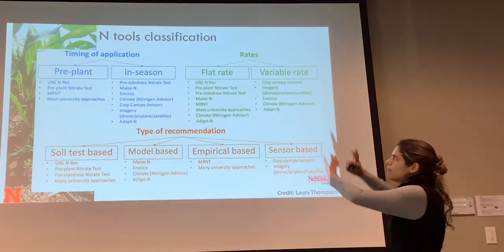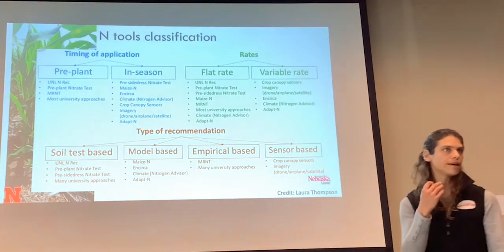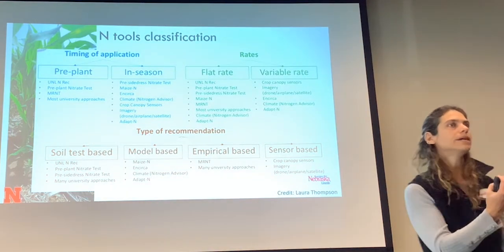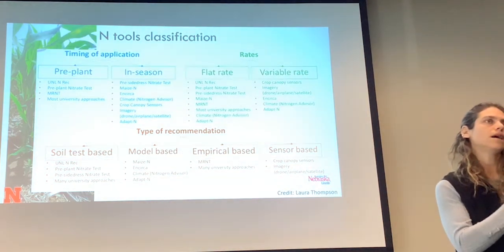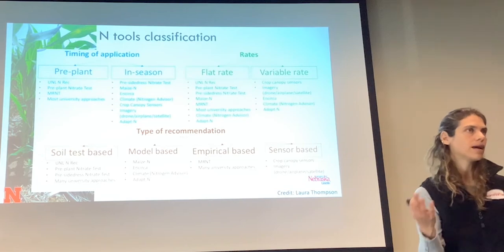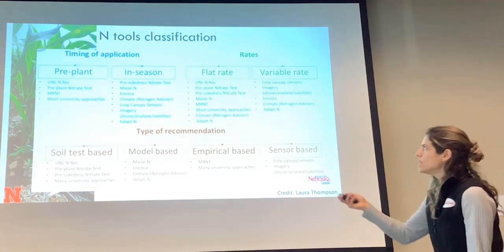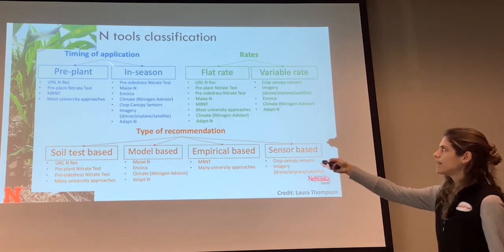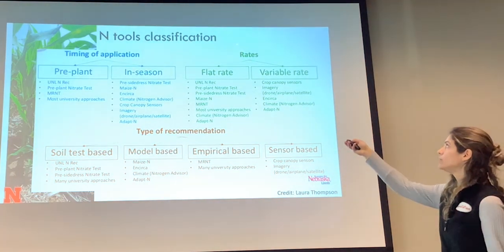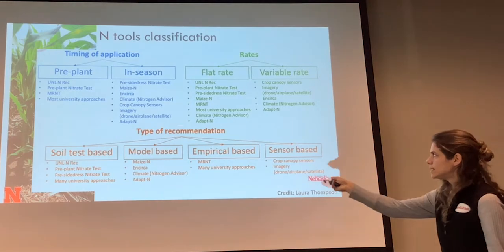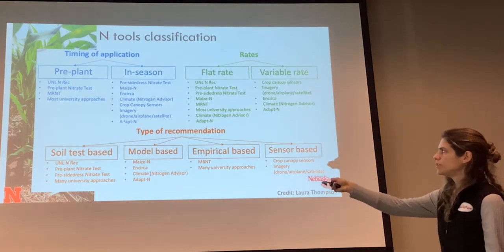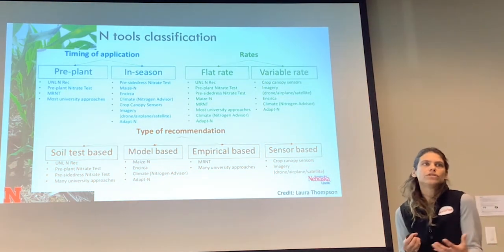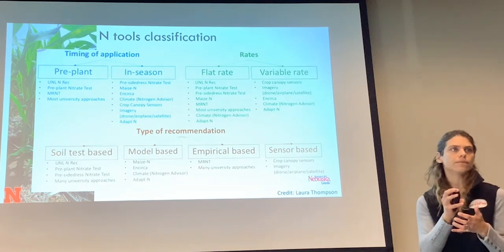All right, so big map here, right? Now let's say that we know that we have room for improvement in our nitrogen use efficiency. Now what do we do next? That's the question. There are a lot of tools cited here, and the way that we classify them is by time of application, grades, and type of recommendation. So it's good for you to understand where these tools are coming from.